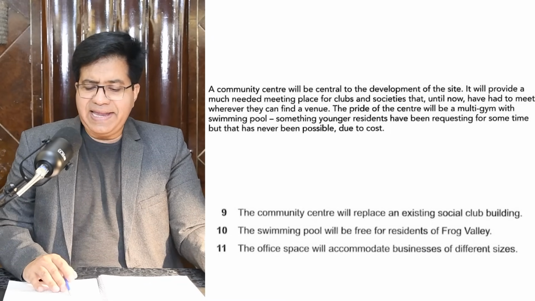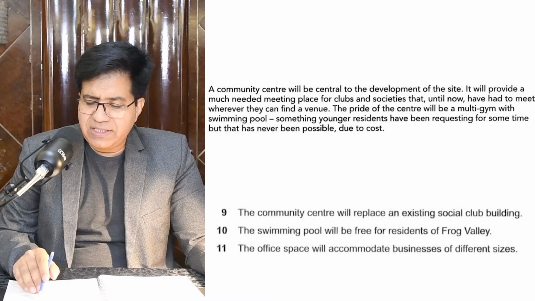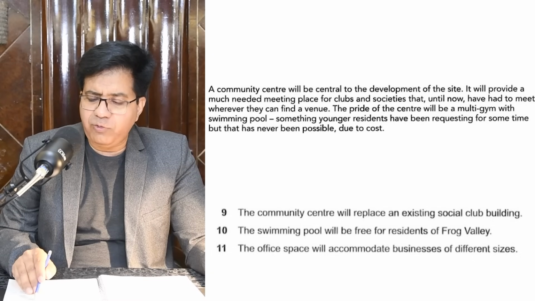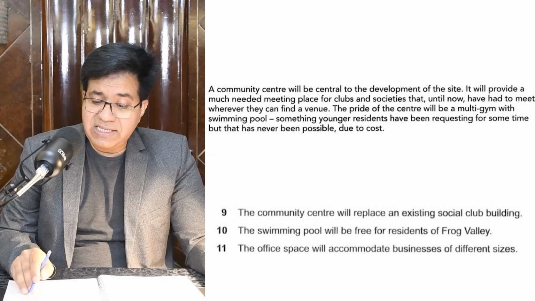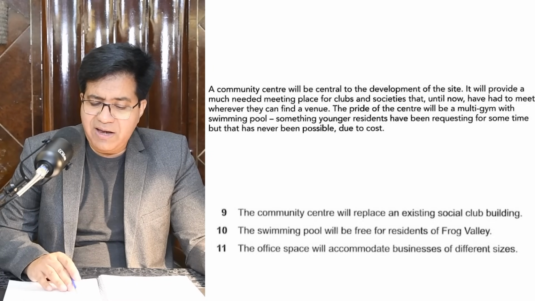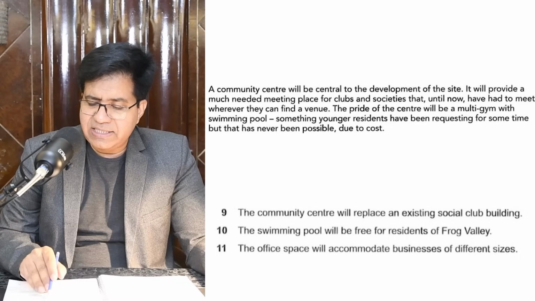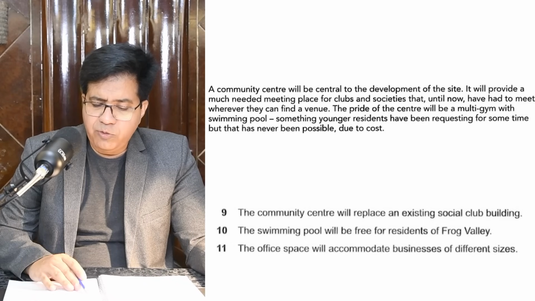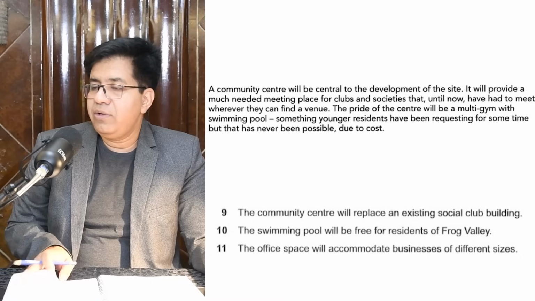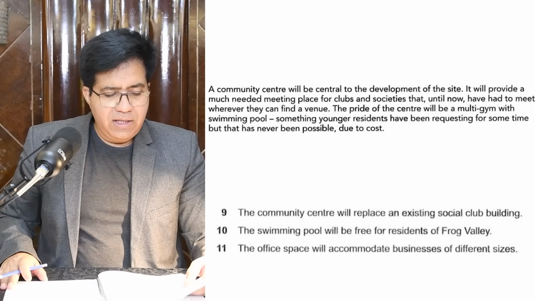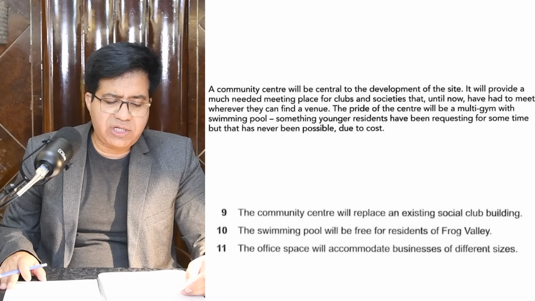A community center will be central to the developments of the site. It will provide... What do they mean by it? Community center will provide a much needed meeting place for clubs and societies that until now have had to meet wherever they can find a venue. So, what is the question? Community center will replace existing social club building.